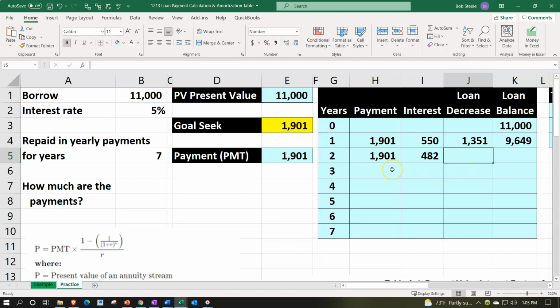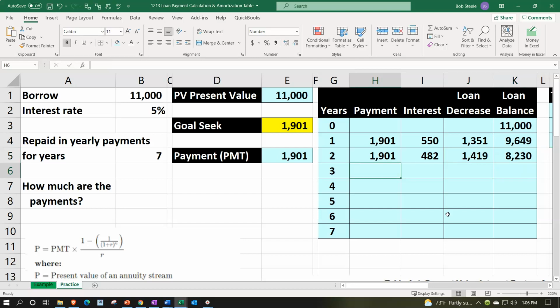So the payment's the same, but now the interest is different. So now I've got to take the payment minus the interest. That means the decrease in the loan balance is now different. So the interest will always be going down because we're borrowing less money at this point in time. So we're paying less rent on that money. And that means we're paying the same amount. So that means that we actually have a bigger decrease in the principal as the loan continues on into the future. So this will be equal to the 9,649 minus the 1,419.